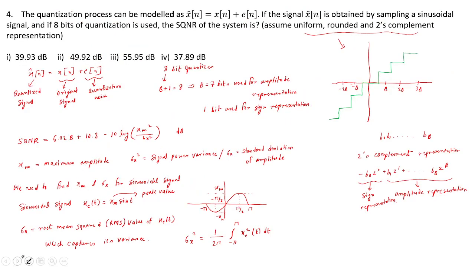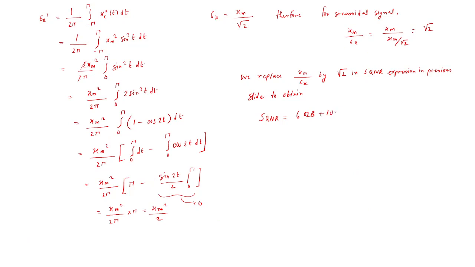Plus 10.8 minus 10. Oh, sorry, I need to put a 10 here. Minus 10 log 10 of square root of 2 dB. Oh, sorry, square root of 2, and this term is squared, sorry, it's xm by sigma x square.